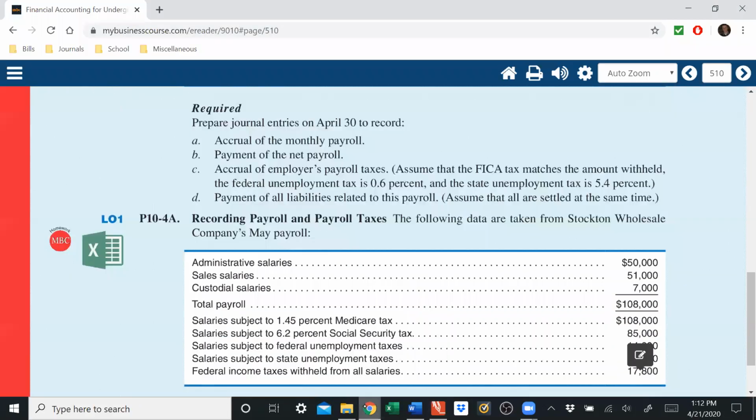FICA tax payable. What is Stockton Wholesale Company's FICA tax payable for May? Well, they gave us these rates. 1.45% of the Medicare tax is payable. So 108,000 of salaries. That's all subject to a 1.45% Medicare tax. So 108,000 times 1.45% is $1,566.